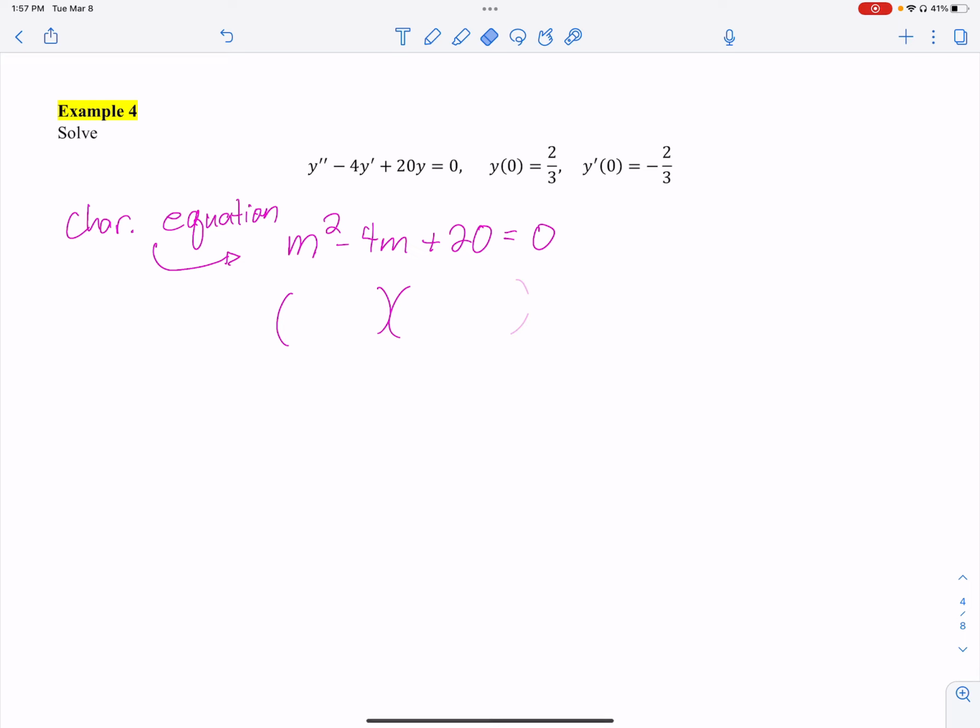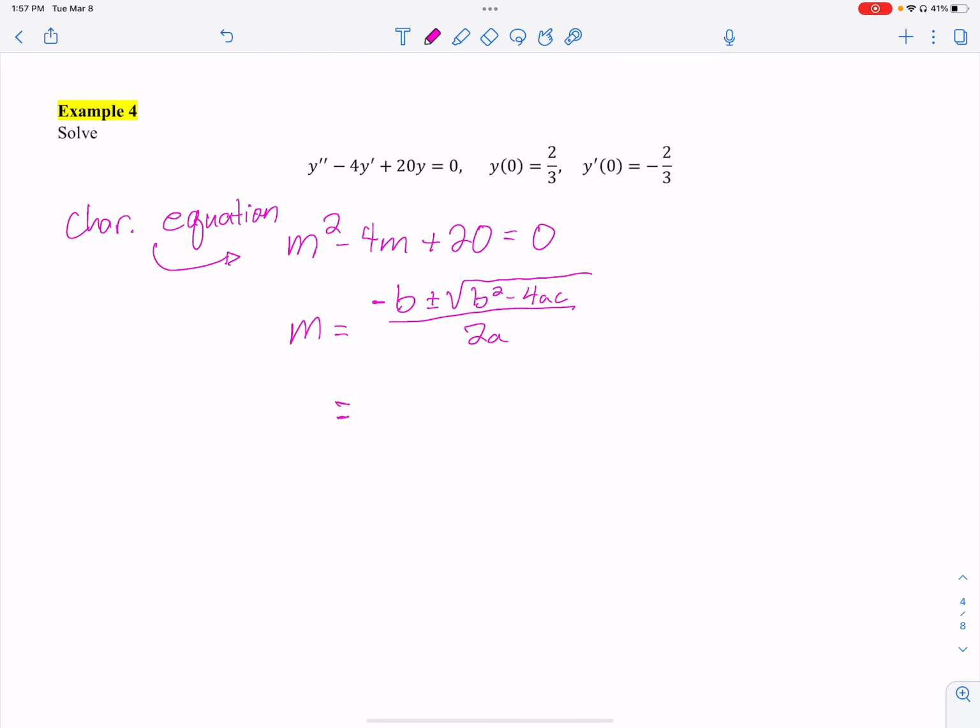5 and 4, 2 and 10. Okay, so I'm going to use the quadratic formula. m equals negative b, I'm going to write this out first, plus or minus the square root. Hopefully you have this memorized at this point. If not, shame on you. Get it memorized. It doesn't go away.